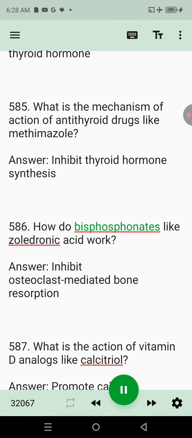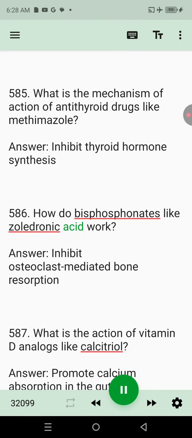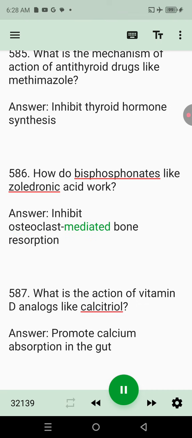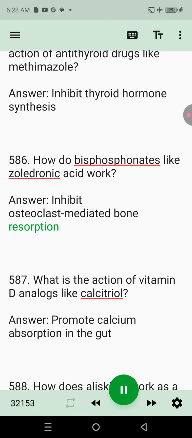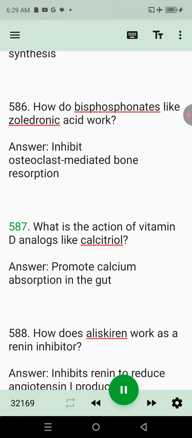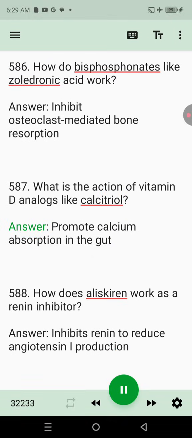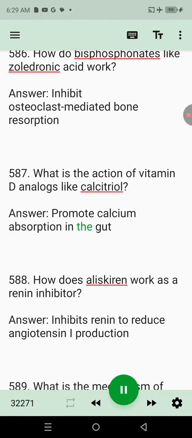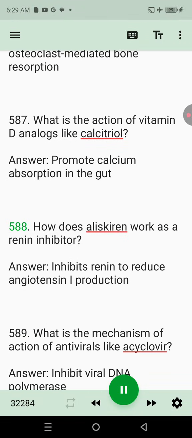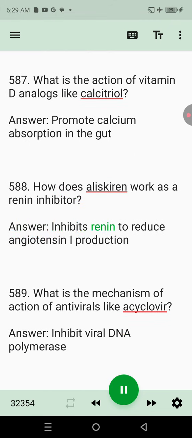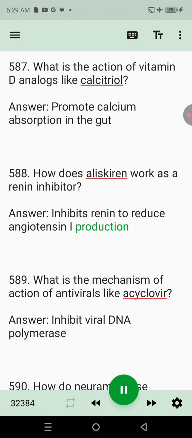586. How do bisphosphonates like zoledronic acid work? Answer. Inhibit osteoclast-mediated bone resorption. 587. What is the action of vitamin D analogs like calcitriol? Answer. Promote calcium absorption in the gut. 588. How does aliskiren work as a renin inhibitor? Answer. Inhibits renin to reduce angiotensin I production.